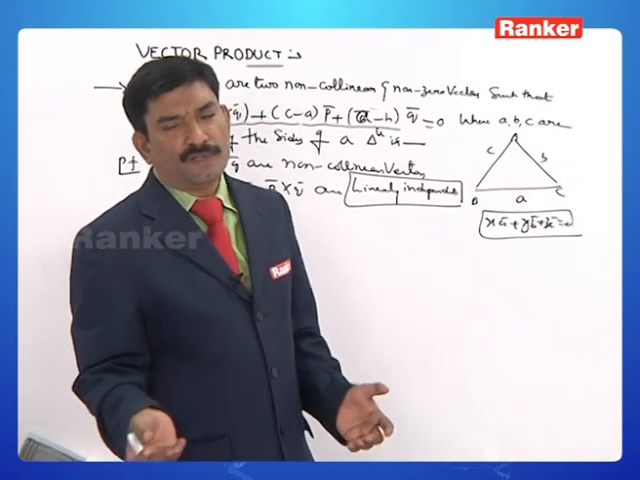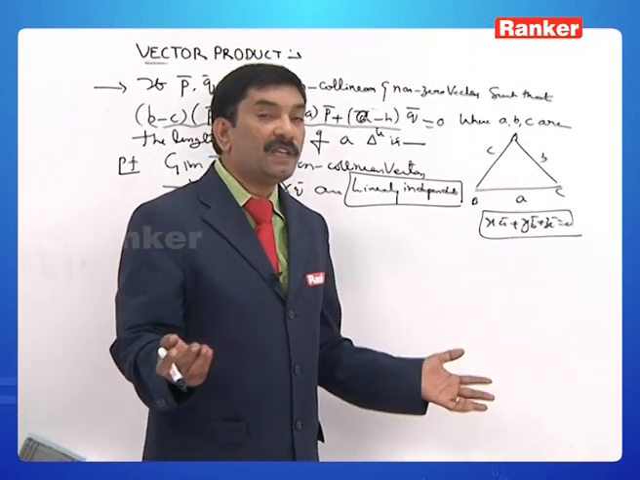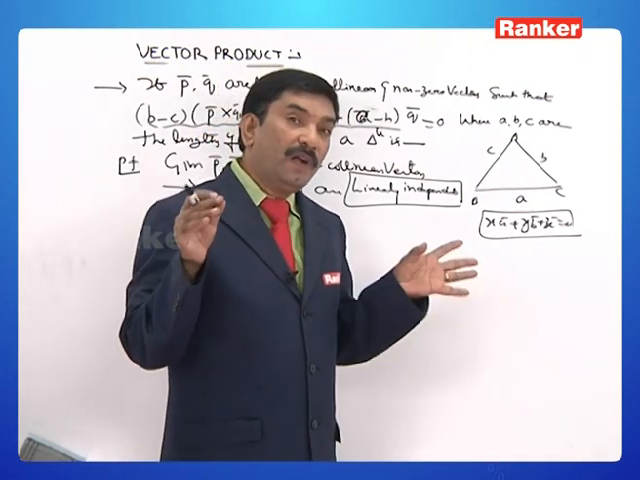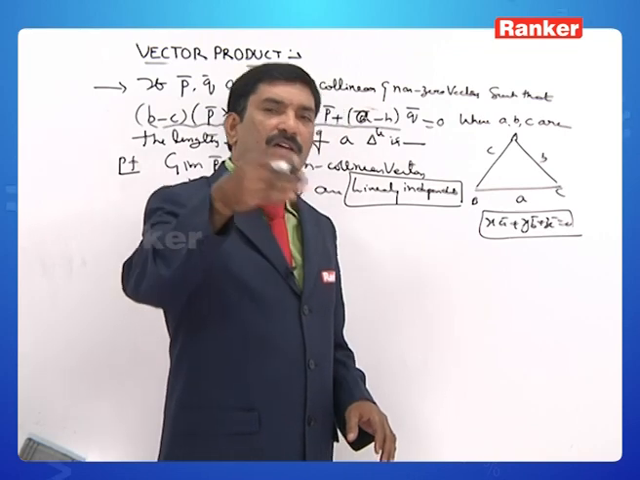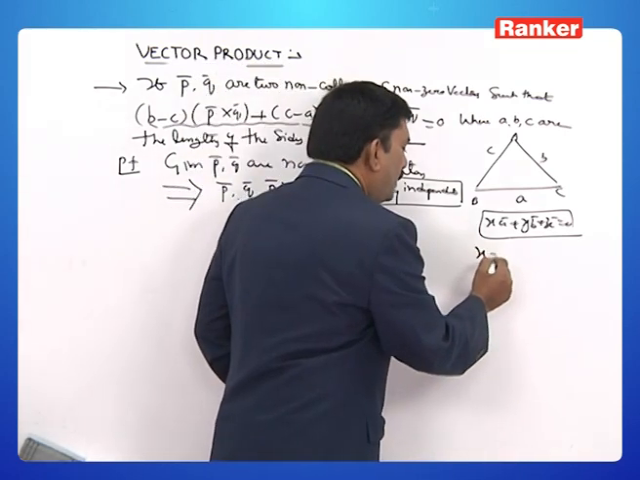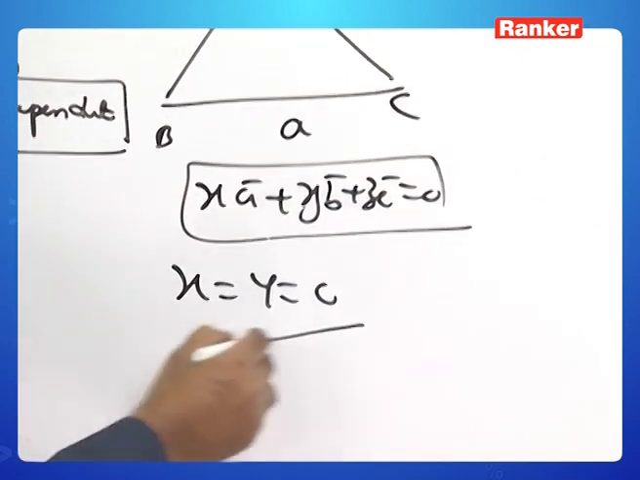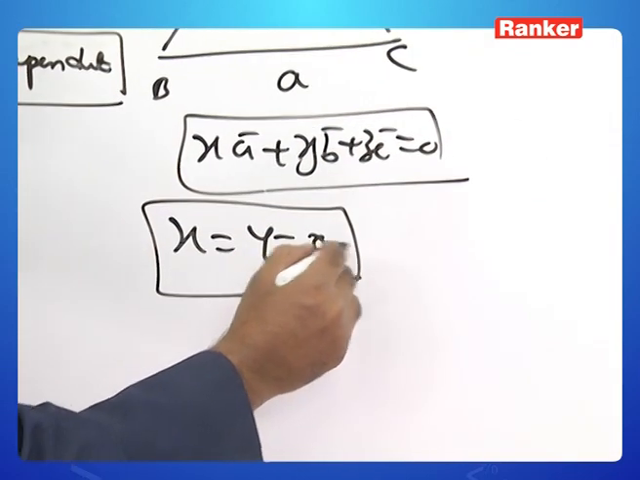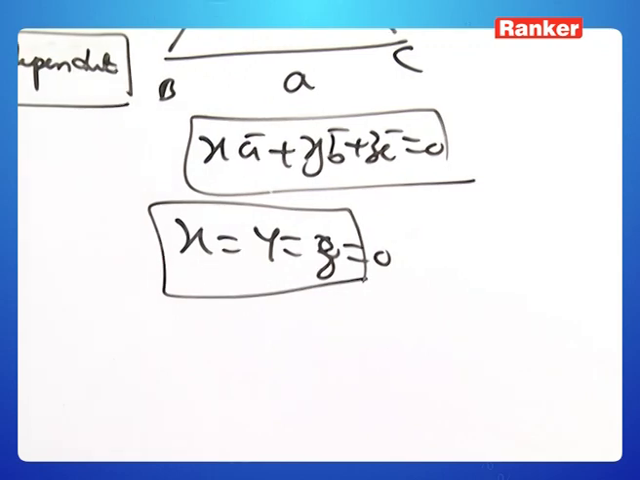Then we call A bar, B bar, C bar linearly dependent. For independent, all scalars must be equal to 0. That means if A bar, B bar, C bar are to be linearly independent, all the scalars must be equal to 0.